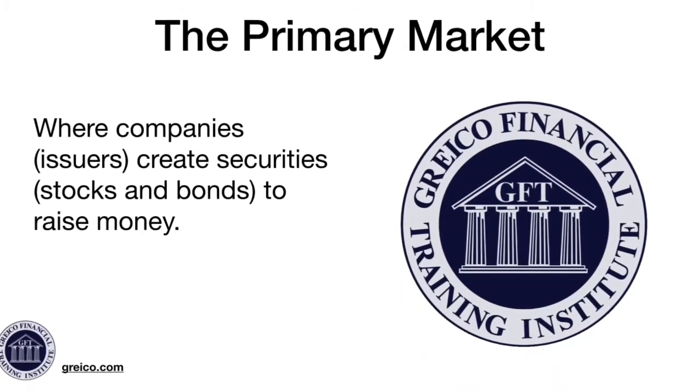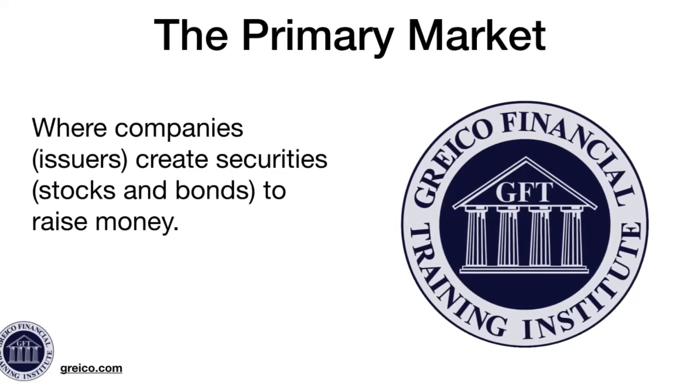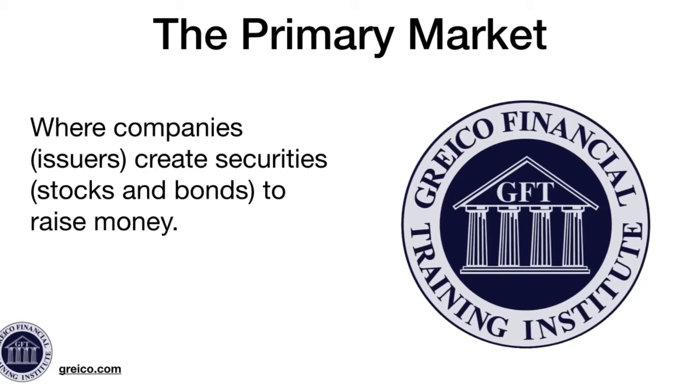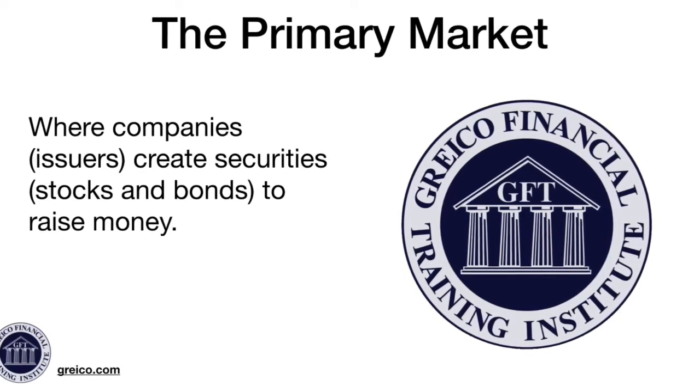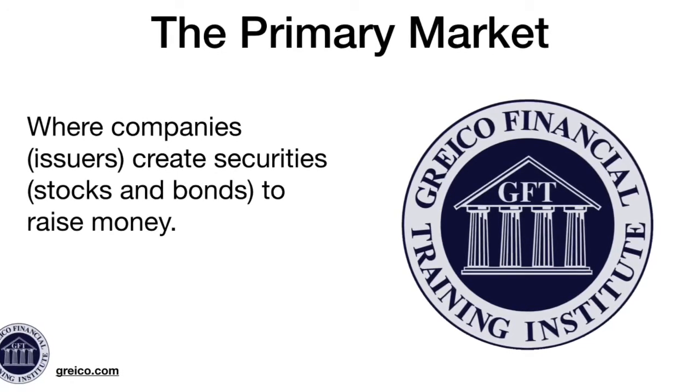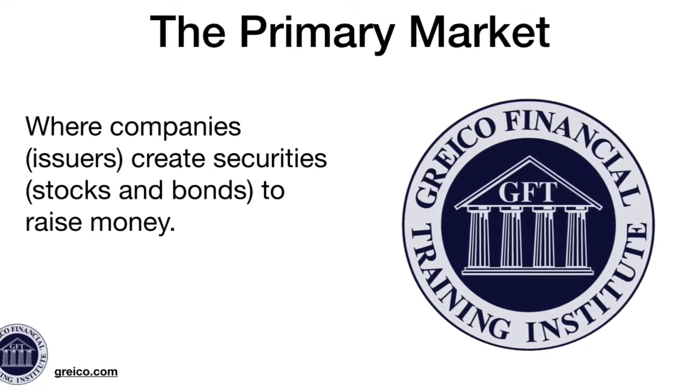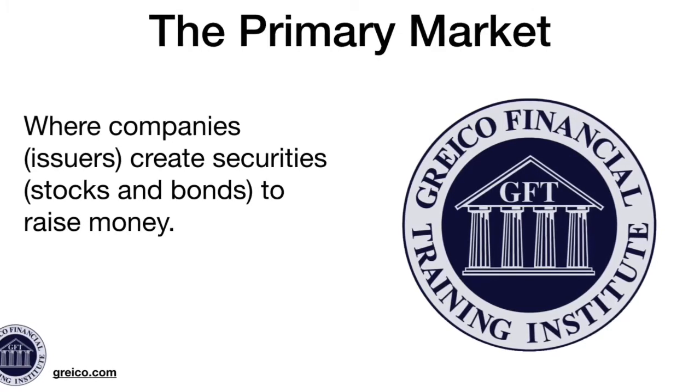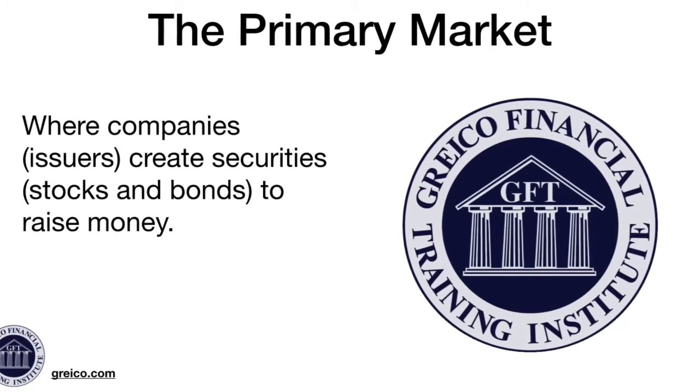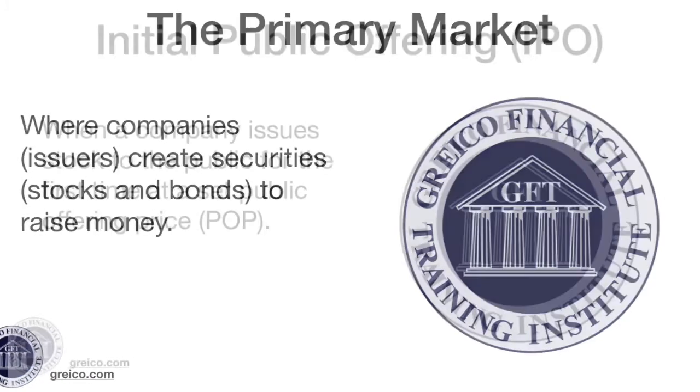The primary market, where companies, known as issuers, create securities, such as stocks and bonds, to raise money. So basically, if a company wants to raise $100 million, they could issue stock in the primary market, or they can issue bonds in the primary market to raise that money.